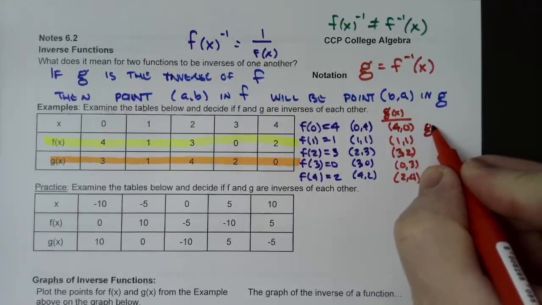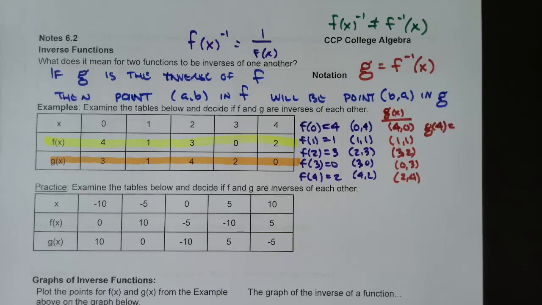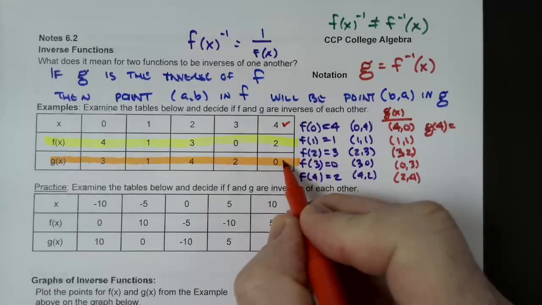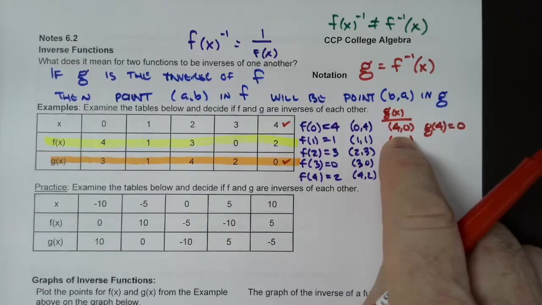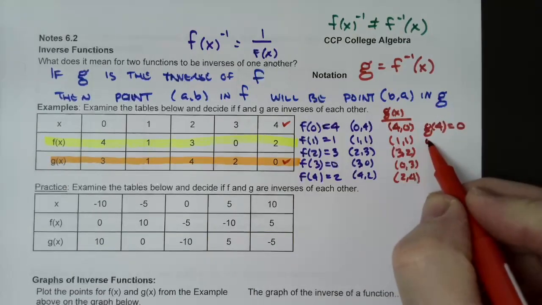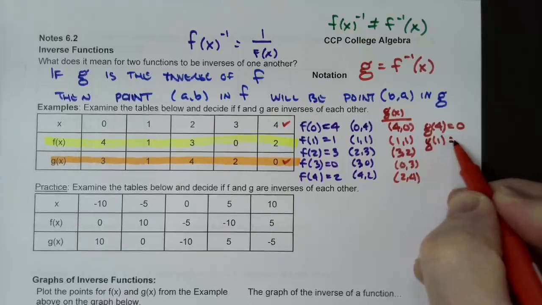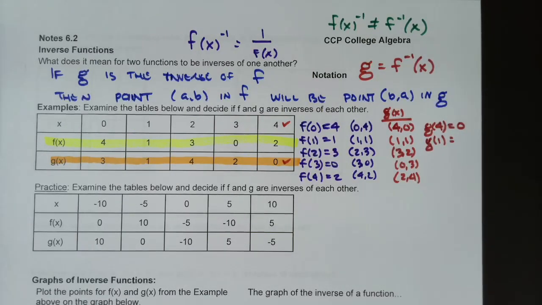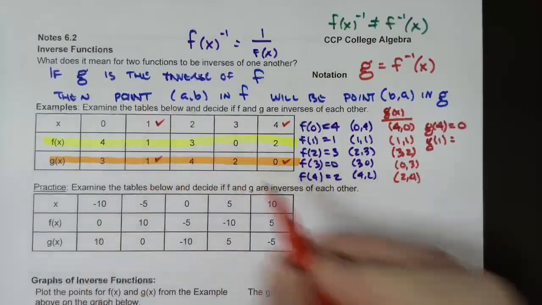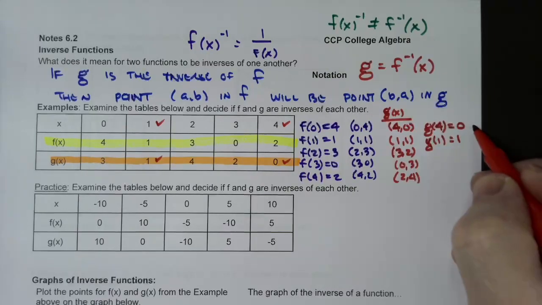And you guys tell me, what do we get when we substitute in 4 in the g function? For 4, it would be 0. We go over to 4 and we get 0, and that checks out perfectly. Then let's check g of 1. What do we get when we put in 1 in the g function? 1. Go to the 1 column, go down to the g row, and we get 1. That checks out. We're 2 for 2.